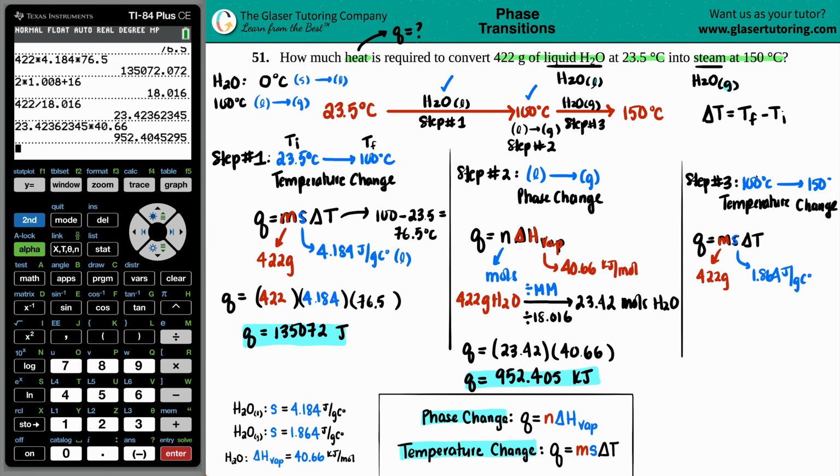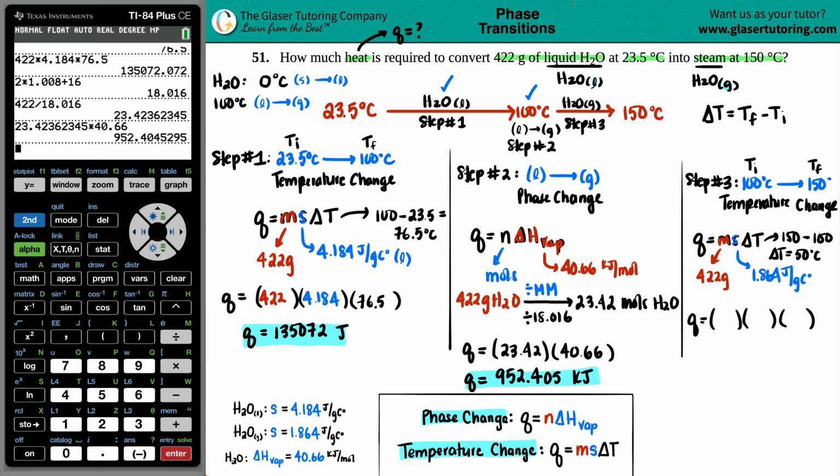Delta T is the temperature from start to finish of that step. So the initial temperature is now 100 degrees Celsius, and we're going all the way to a final temp of 150. So this would be TF minus TI, so 150 minus 100. We get a delta T of 50 degrees Celsius. Now we got everything. Let's plug it in.